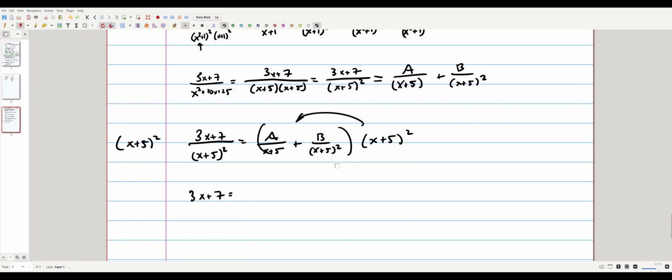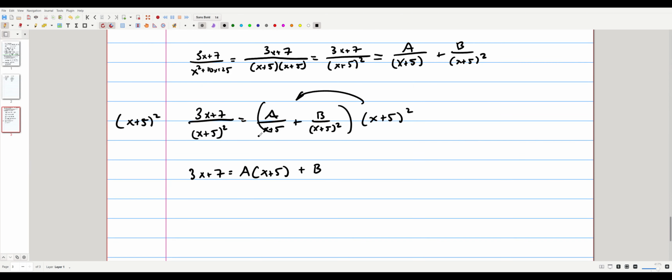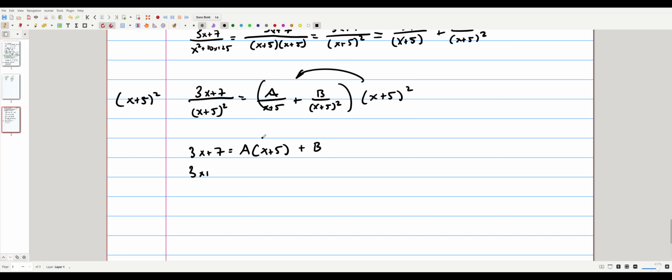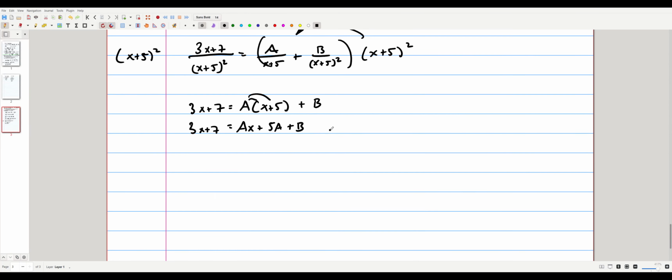So let me slow down here. A times x plus 5. Here, since these also have the same denominator, this is just going to cancel, and we're just going to get b. And so what we have is 3x plus 7, and then we can distribute this a to these two terms: ax plus 5a plus b. So now we have two equations. We have ax is equal to 3x, and we have 5a plus b is equal to 7.